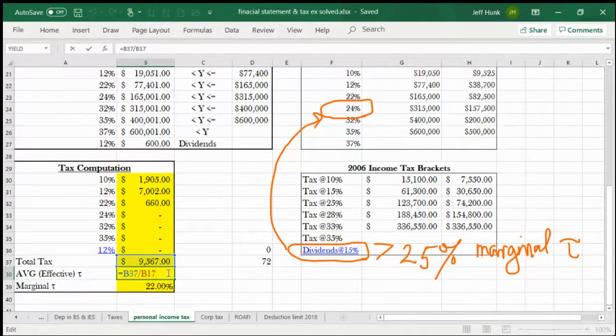also you can do it this way. B37 is the total tax amount, right? Total tax divided by B17. B17 is your taxable income. I mean, that will give you, straightforward, what your average tax rate is, because that's the tax you pay on your taxable income. And I would also lock B17 because B17 is our taxable income.